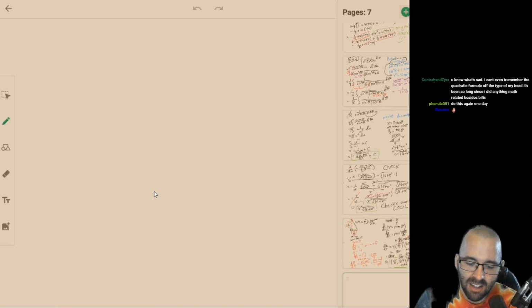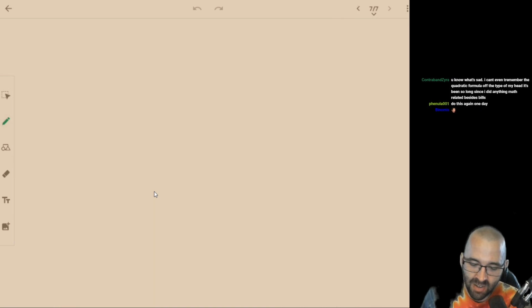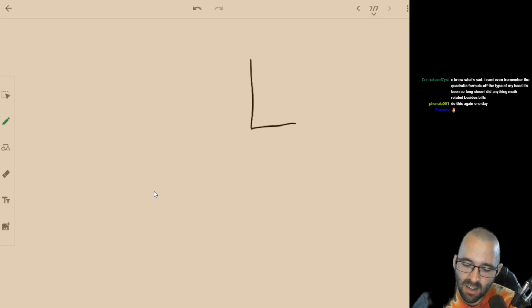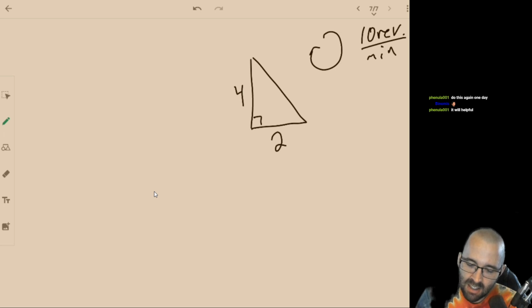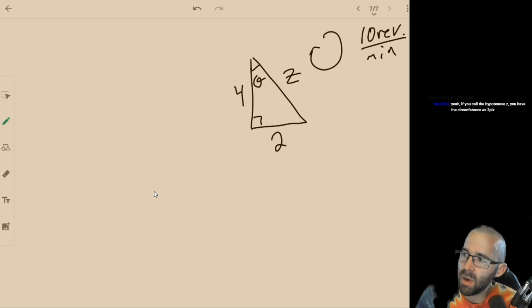Right? If we actually look at this, and again, I am more than willing to be wrong. We have a triangle right here. The right triangle. This is 4. This is 2, and it's rotating at 10 revolutions per minute. I don't think it's trivial to figure out how fast this z is changing. Because essentially, don't you have to use trigonometry anyway to relate this rotational speed to the hypotenuse?